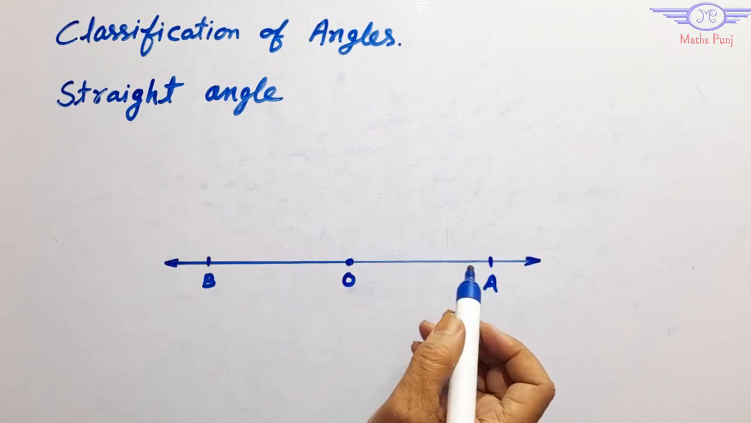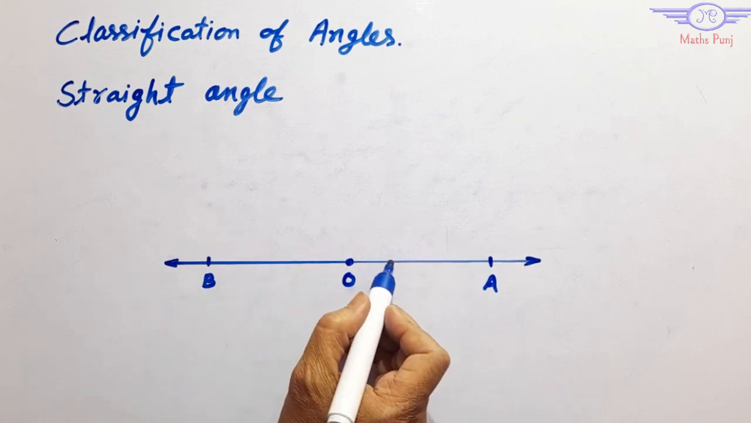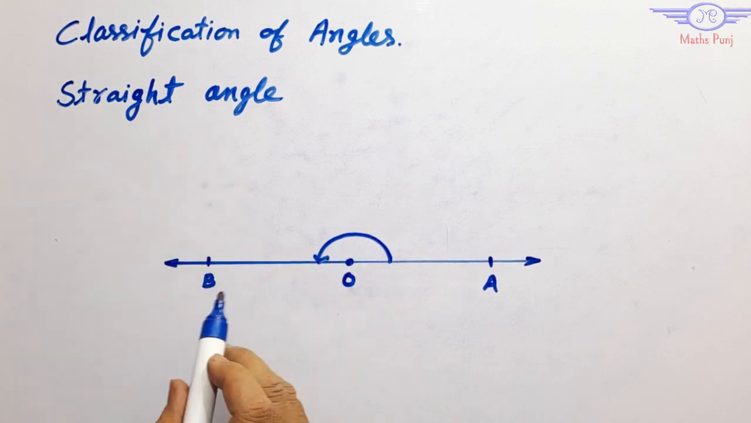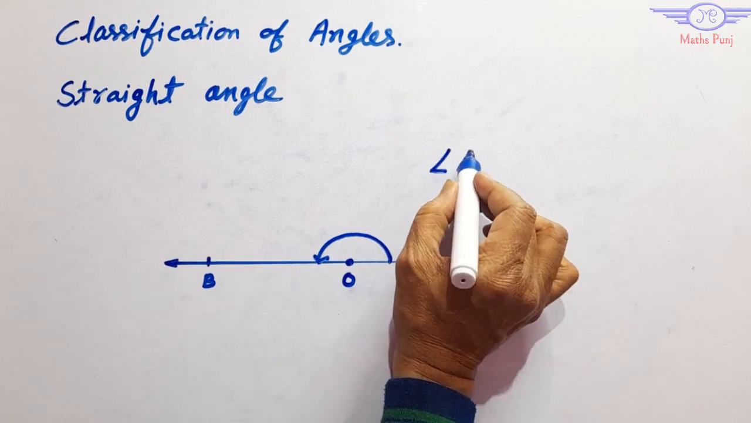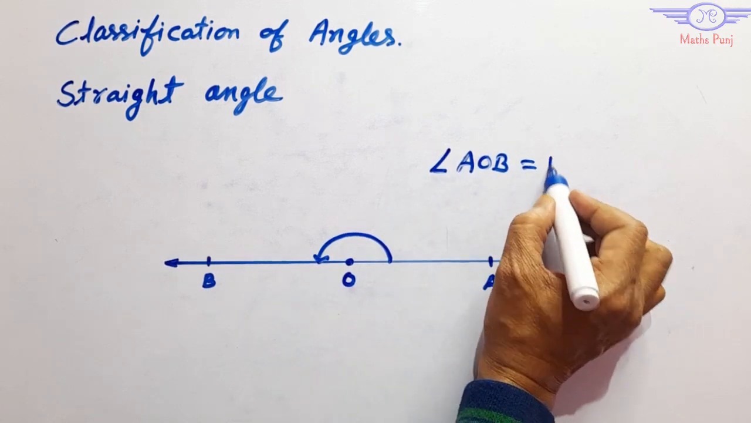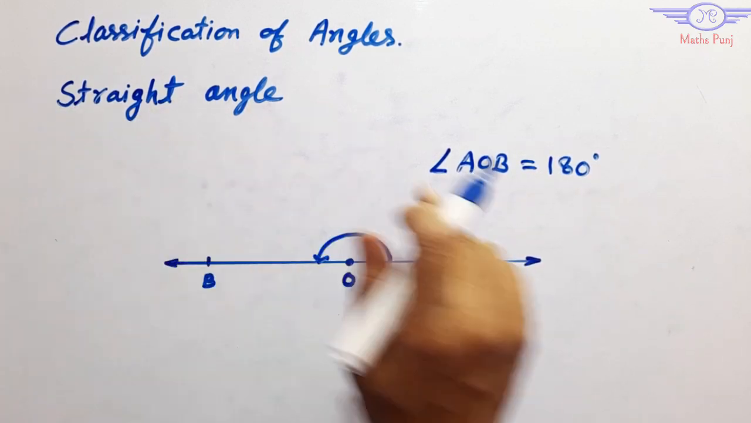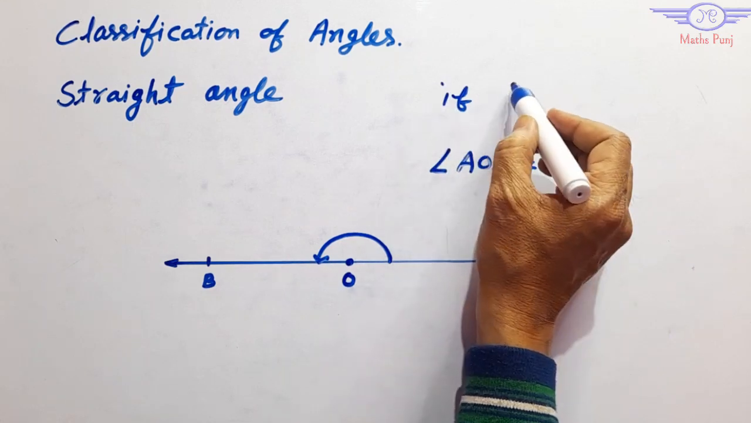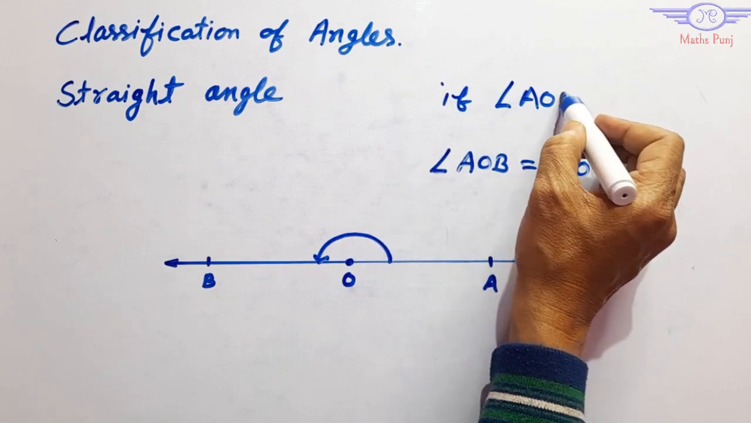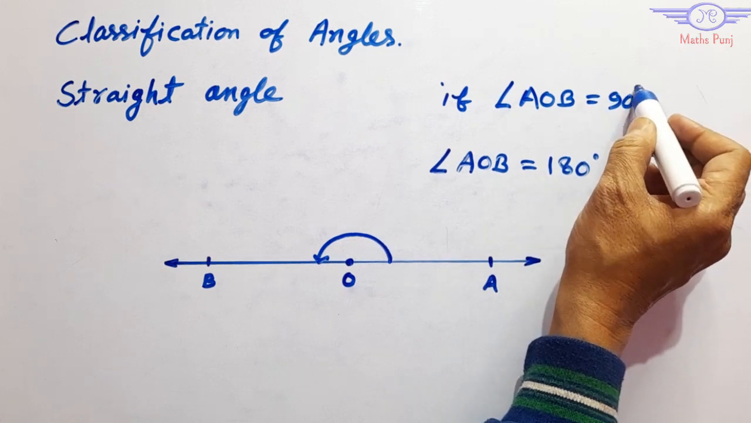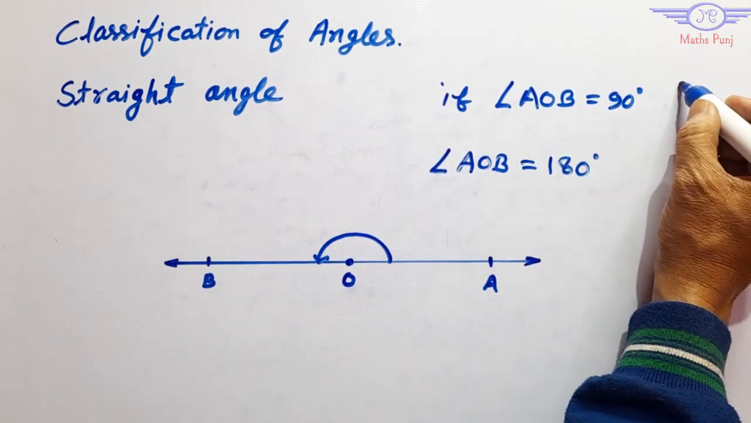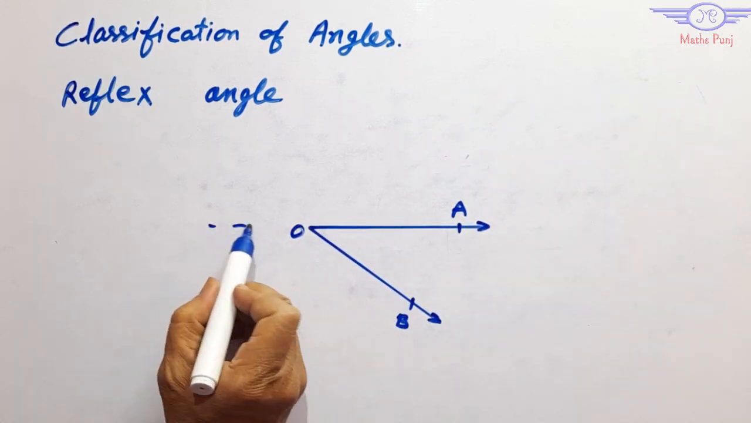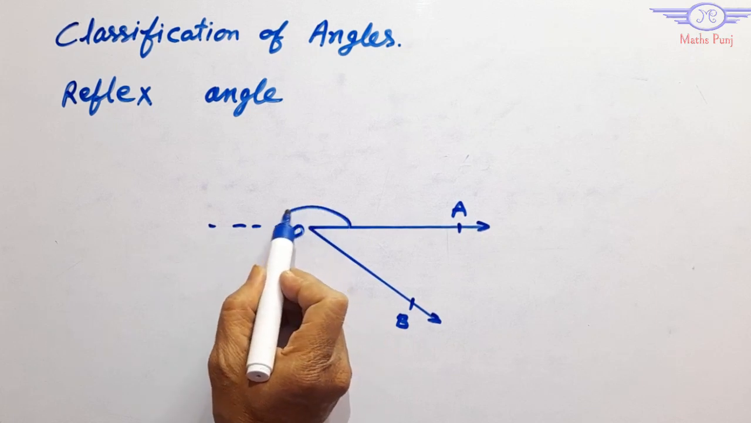An angle of measure exactly 180 degrees, starting from 0 and ending here, is called a straight angle. So the angle AOB is exactly 180 degrees, a straight angle. And if angle AOB is exactly 90 degrees, it is called a right angle, and the right angle indication is like this.